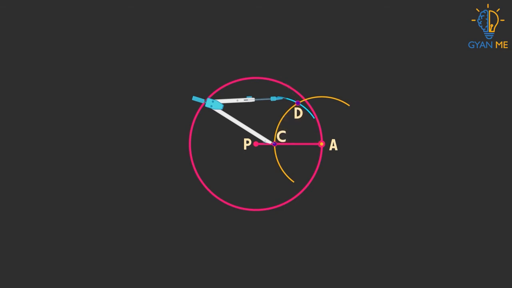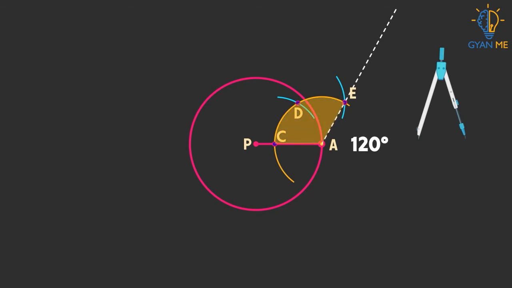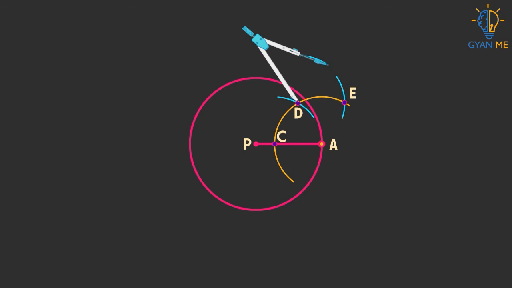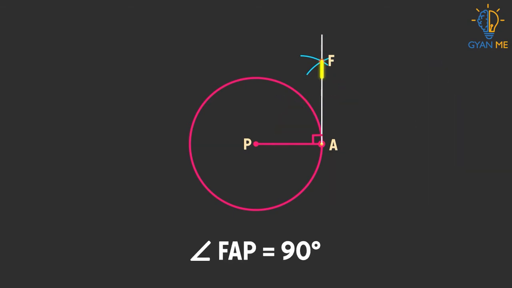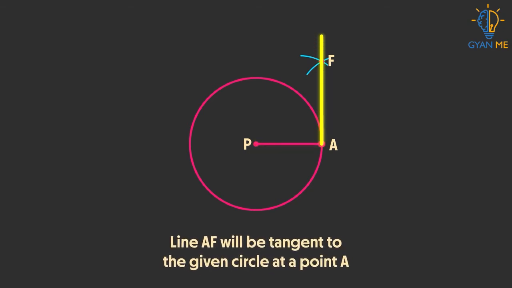Now take D as a center and with the same radius, draw another arc and name it as E. This will be 120 degree angle. Now with the same radius and with D and E as center, draw two arcs one by one such that they cut each other at F. This being angle bisector, it will be 90 degree angle. Now join the points A, F. We can observe that angle FAP is equal to 90 degree. Thus we can say that line AF will be tangent to the given circle at a point A, which is on the circle itself.